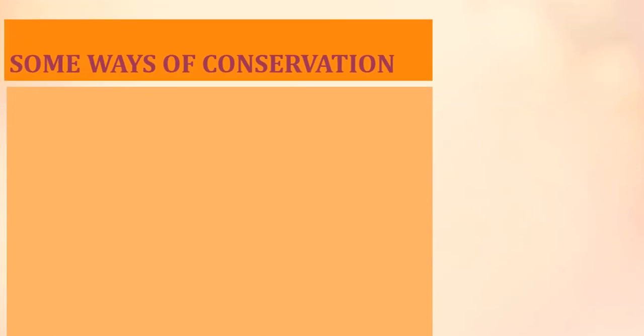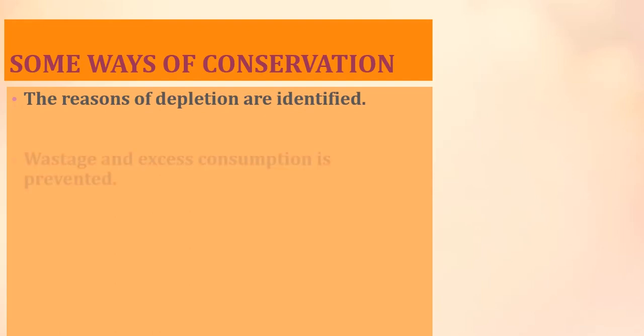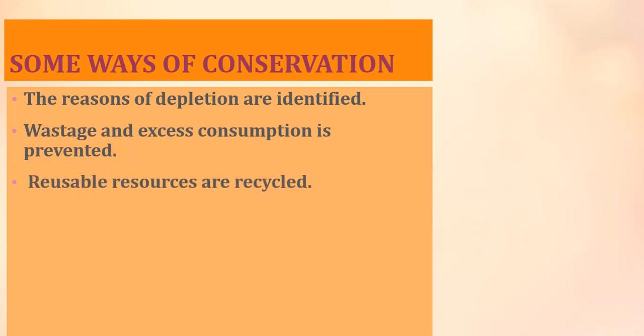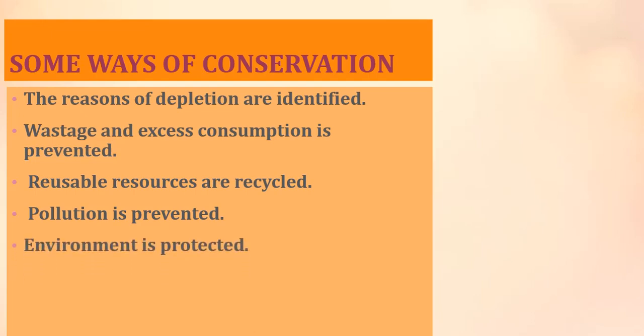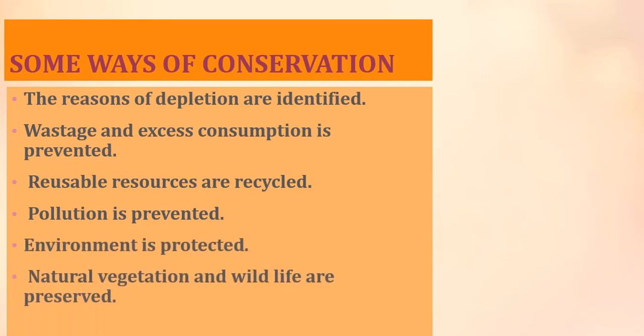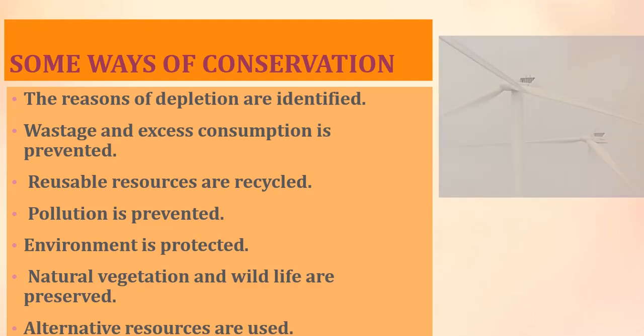So, what are some of the ways of conservation of these resources? The reasons of depletion have to be identified. Wastage and excess consumption have to be prevented. Reusable resources have to be recycled. Pollution has to be prevented. Environment has to be protected. Natural vegetation and wildlife have to be preserved. And alternative resources have to be used.